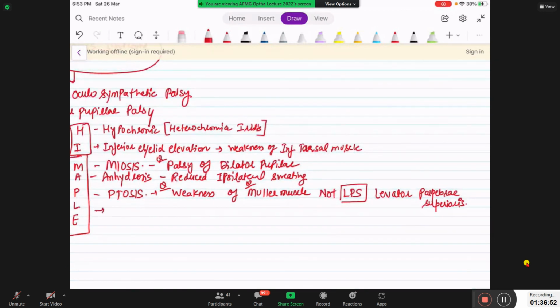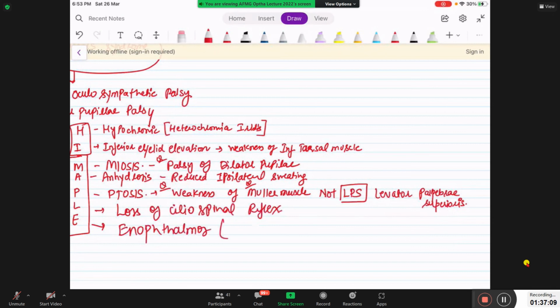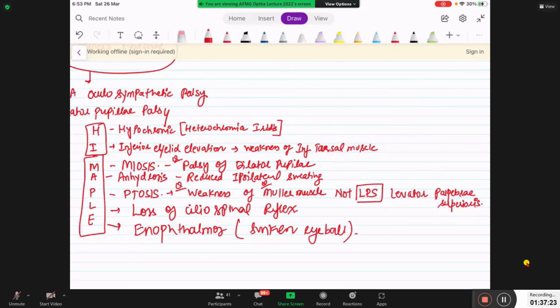L stands for loss of ciliospinal reflex, and E stands for enophthalmos. What is enophthalmos? Sunken eye. The eyeball is sunken. So this is a very important mnemonic which you have to remember.